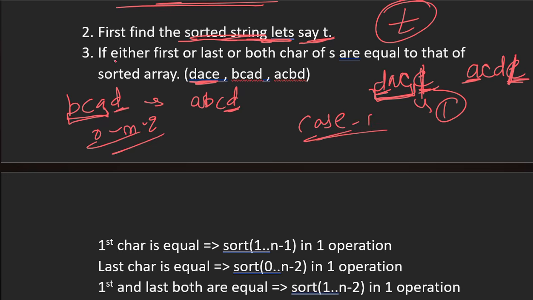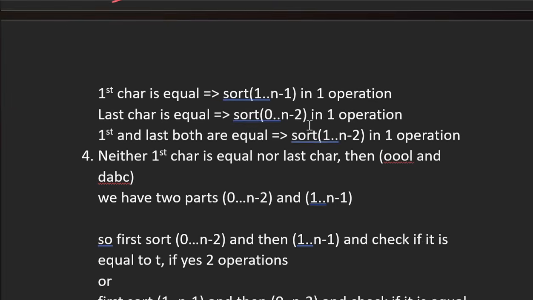The first case is either the first character or the last character, or both the first and last character of string s, are equal to the sorted string. So if either the first character or the last character or both are equal, then the output is 1. See how.